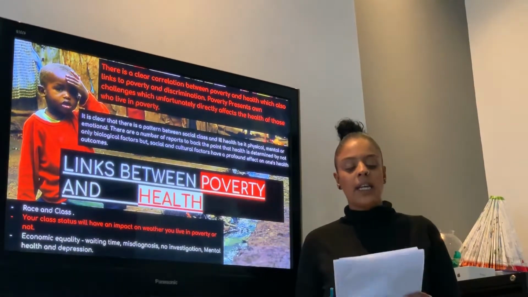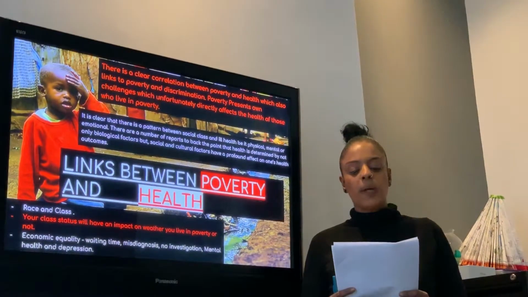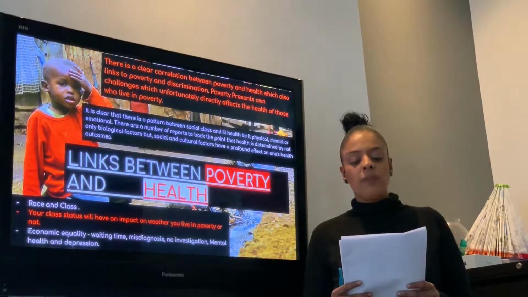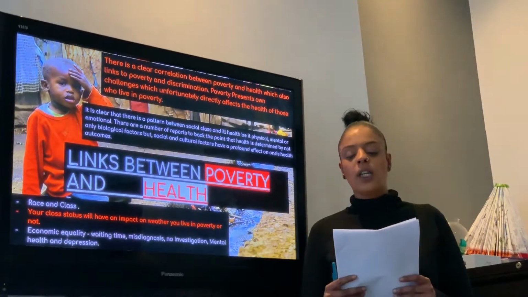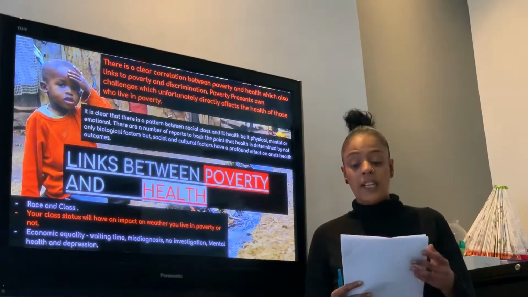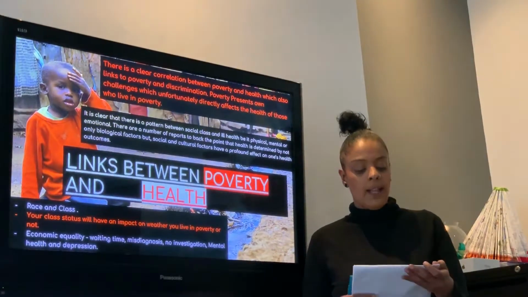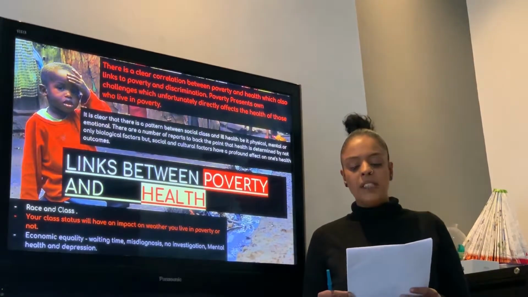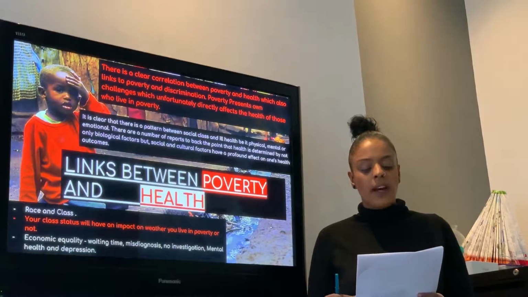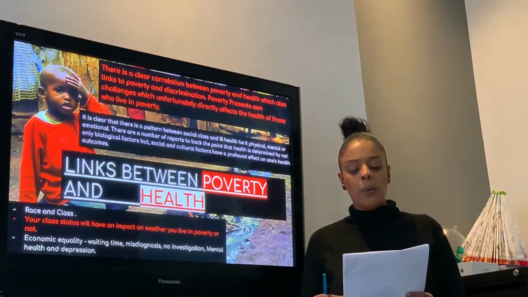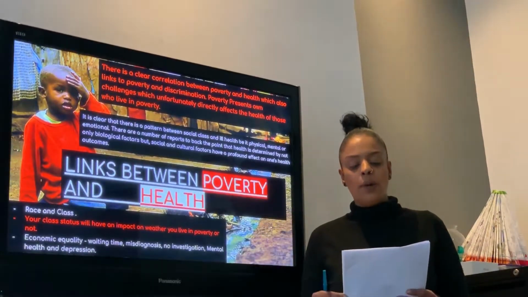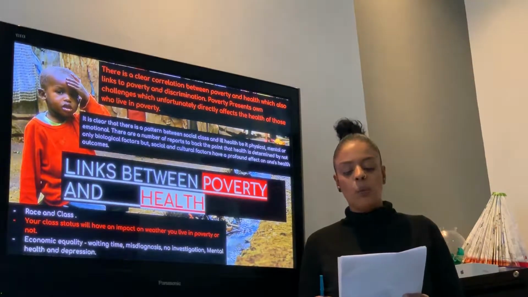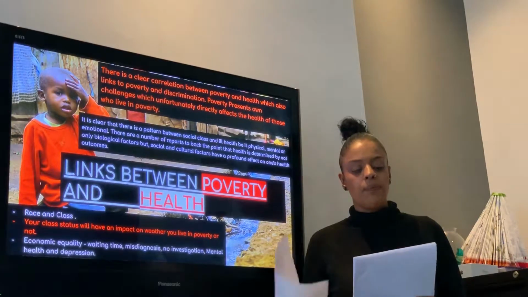Links between poverty and health. There is a clear correlation between poverty and health, which also links to poverty and discrimination. Poverty presents its own challenges, which unfortunately directly affects the health of those who live in poverty. It is clear that there is a pattern between social class and ill health, be it physical, mental, or emotional. There are a number of reports to back the point that health is determined by not only biological factors, but by social and cultural factors, which have a profound effect on one's health outcomes.